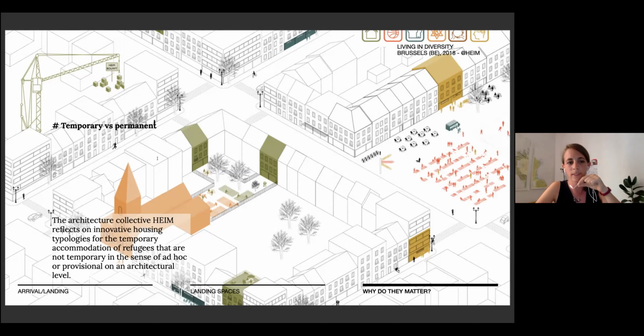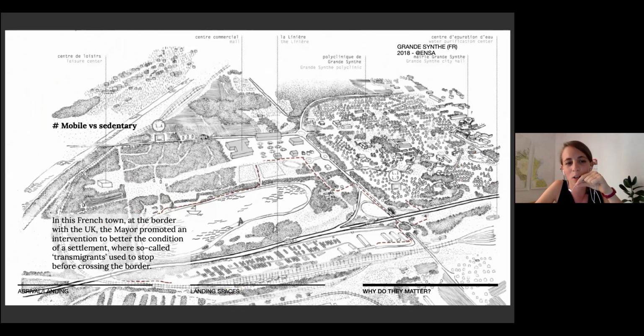A second point is another binary, which is very important, I believe, for architecture and urban planning, which is this binary between mobile and sedentary. So if we think of these disciplines, they are very much based on sedentariness, so on something that is permanent and that does not move in a way. And this was true more generally for Europe towards asylum seekers and refugees.